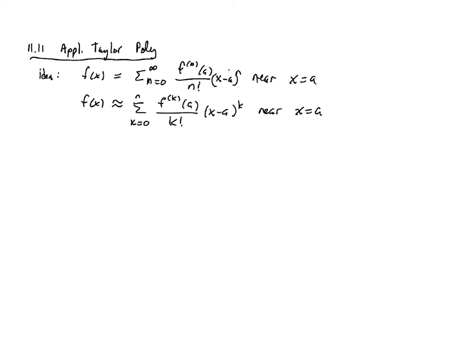So for instance, when n equals 0, this just says that f of x is approximately the same as f of a nearby that point. So this isn't the greatest approximation, but it is a true statement. To get a better approximation, we take n equals 1, and that says that f of x is approximately f of a plus f prime of a times x minus a. And this is the linear approximation that we learned about in Calc 1.